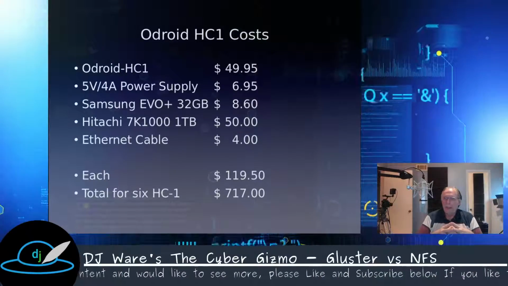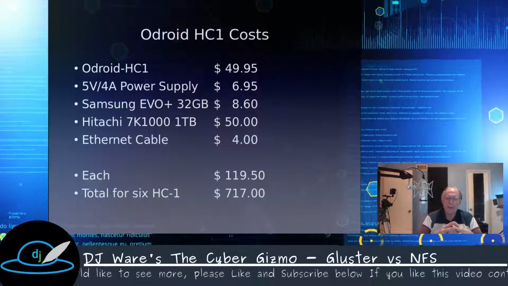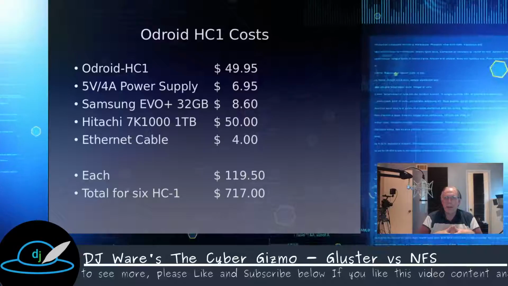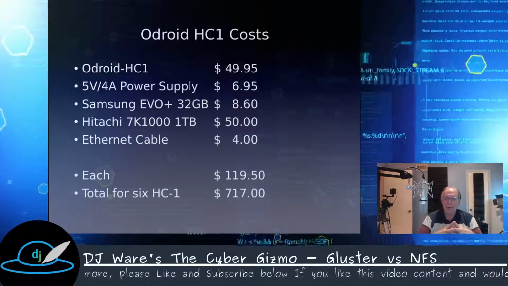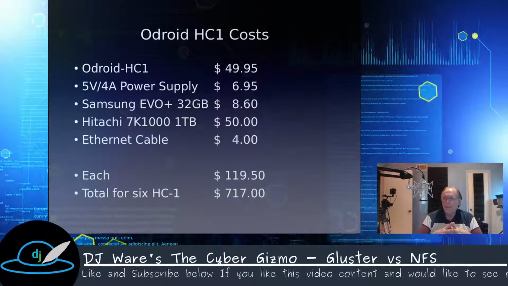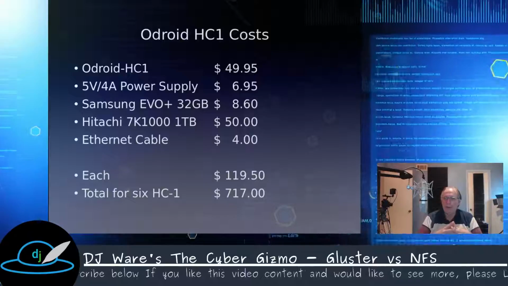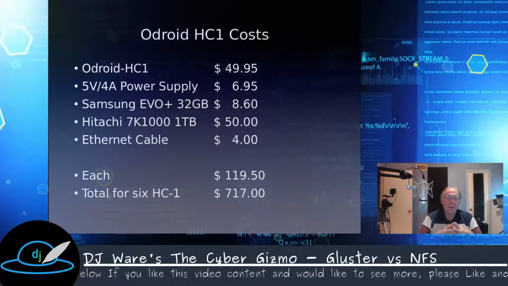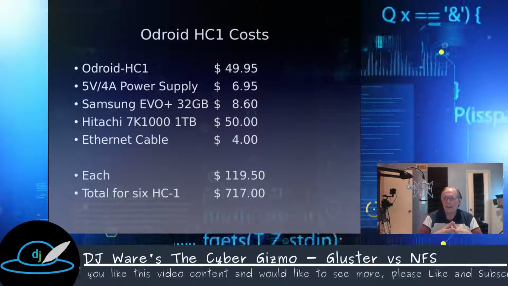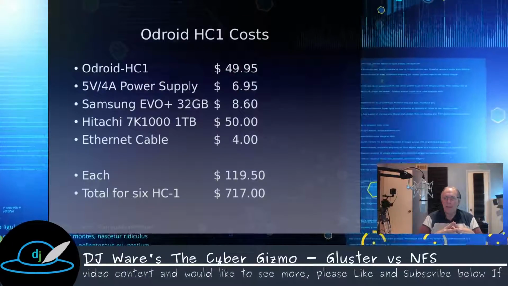And then again, the Hitachi costs about $50, and that is new. You can buy refurbished ones for a lot less, but I would really recommend against that because you're really buying a drive that is worn out and probably won't last very long. Ethernet cable, about $4. So about $120 each for the systems, and a total in this test of about $717.